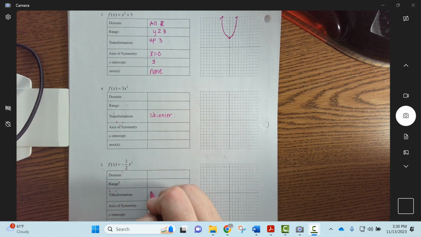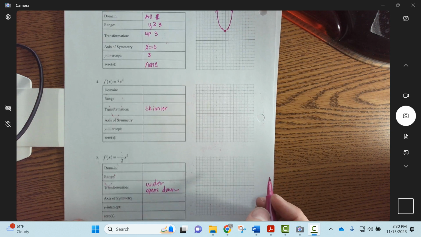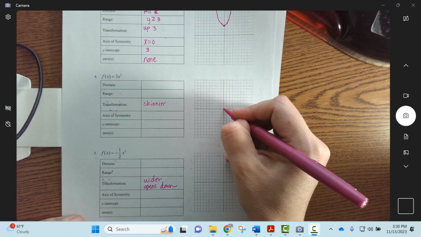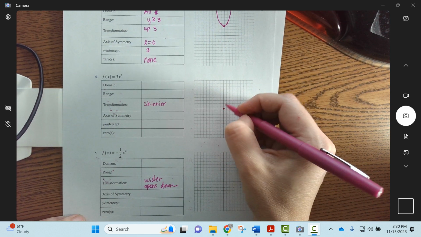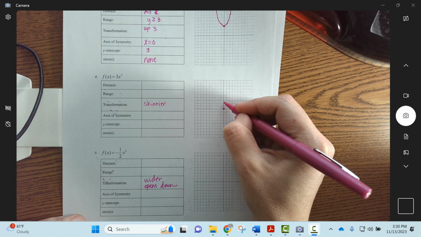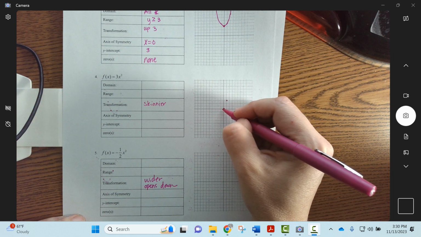The 1/2 makes it wider, but it also is a -1/2, so it's going to turn it so that it opens downward or is upside down. So we'll talk about how we do that as we go through here. So this one's just skinnier, which means my vertex is still at 0, 0. This time, instead of going up 1 over 1, I'm going to go up 3. 1, 2, 3 over 1.